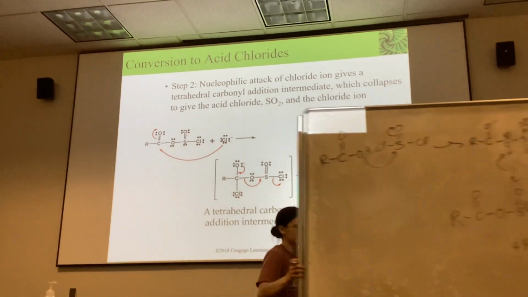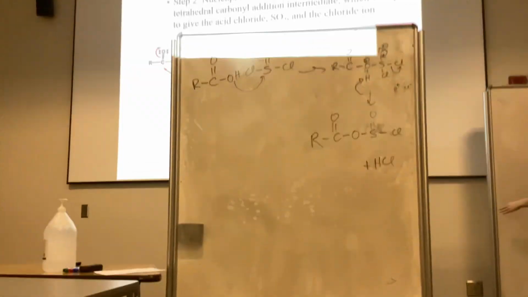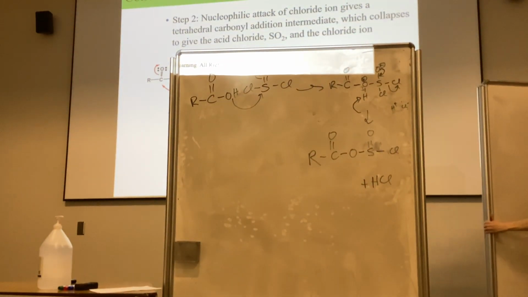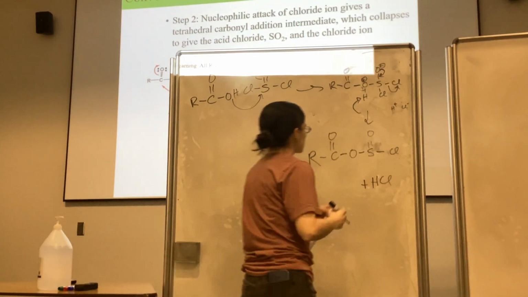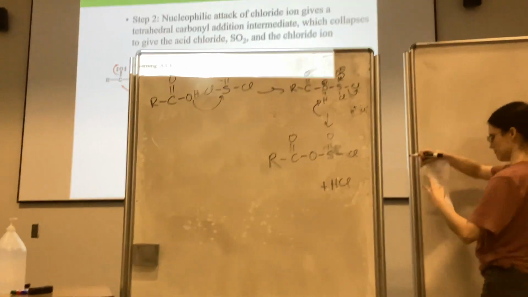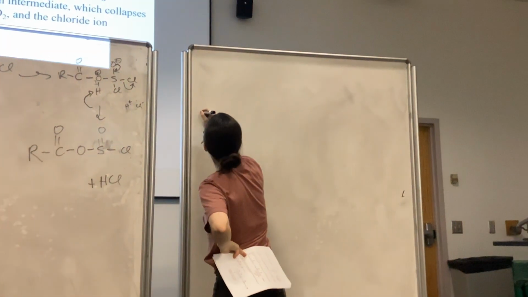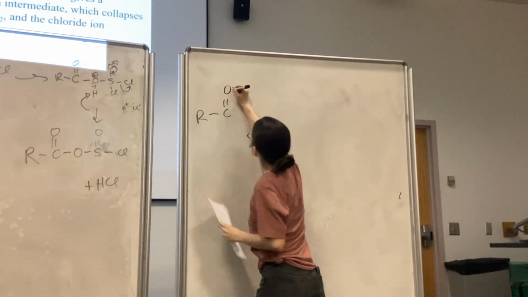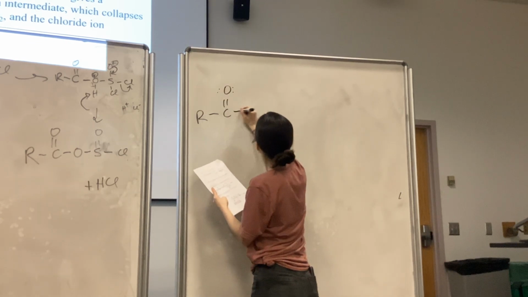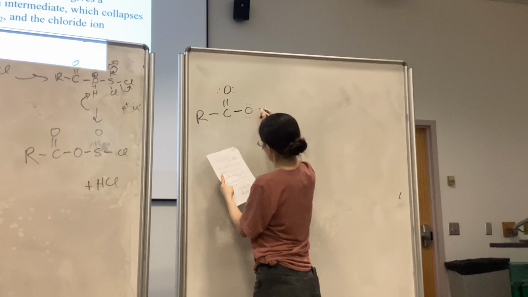All right, so we've got that. Give me this. And now I'm going to redraw that, and now we actually have some arrow pushing that counts as a mechanistic step, unlike what we had before.